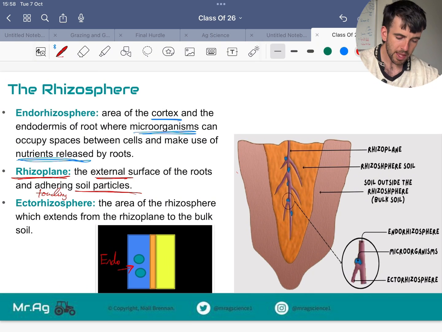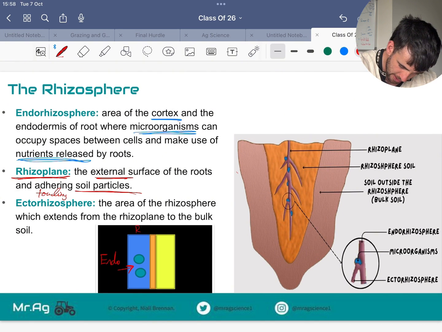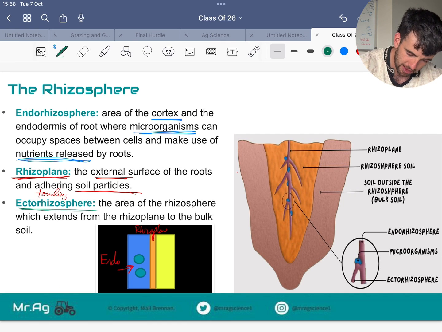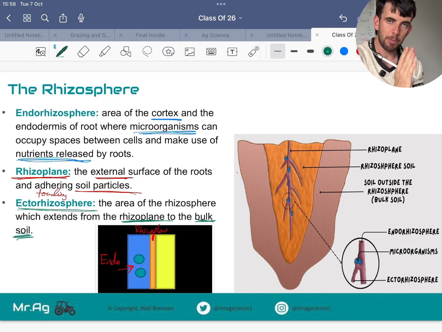And then lastly is our ectorhizosphere. Naturally, ecto is going to be on the outside. I'll label the rhizoplane here in the middle. This is our orange section here. And then lastly is our ectorhizosphere. The ectorhizosphere is the area of the rhizosphere which extends from the rhizoplane to the bulk part of the soil. So we go from the endorhizosphere, then the halfway point is the rhizoplane that's touching the soil, and the ectorhizosphere extends out to the area of the bulk soil.